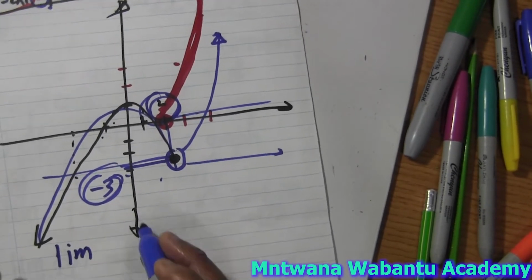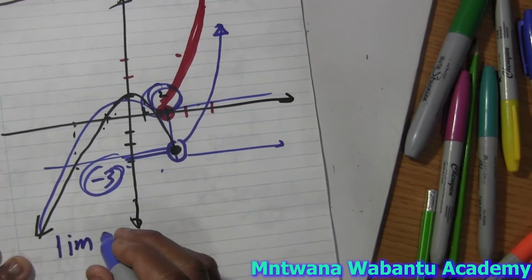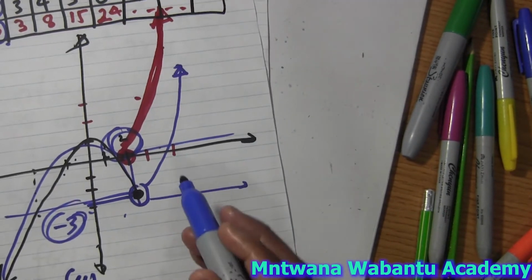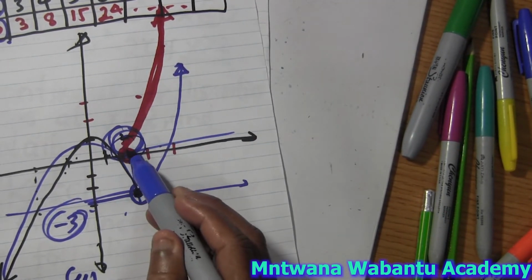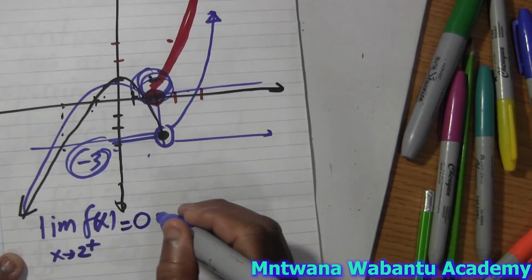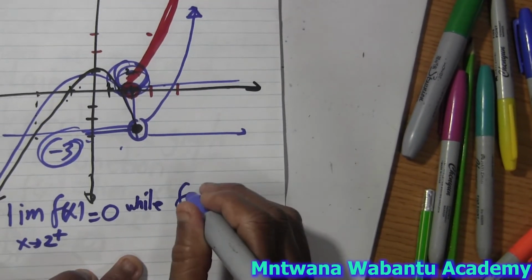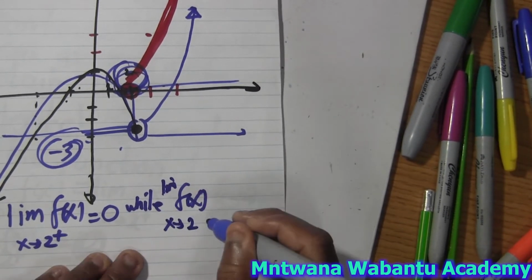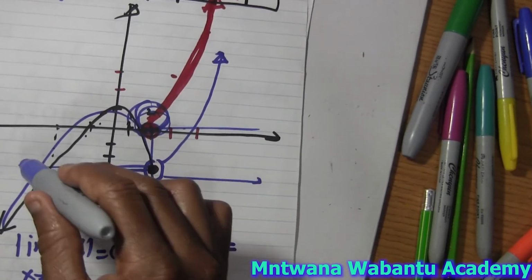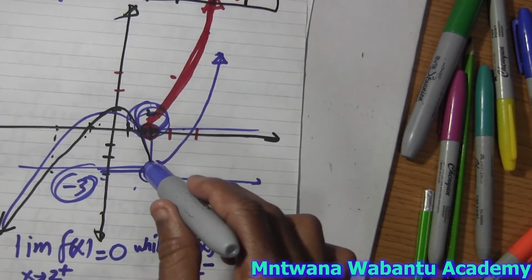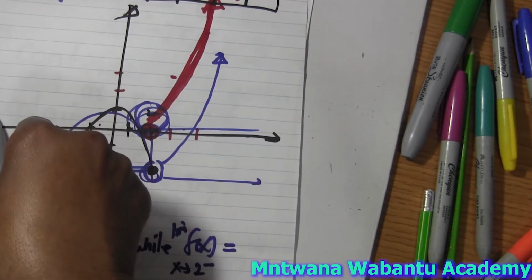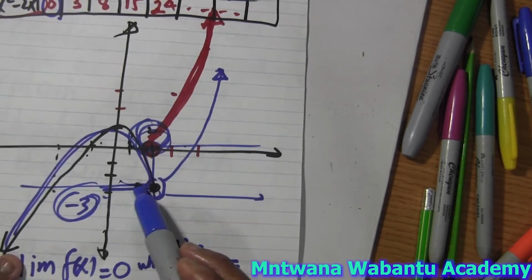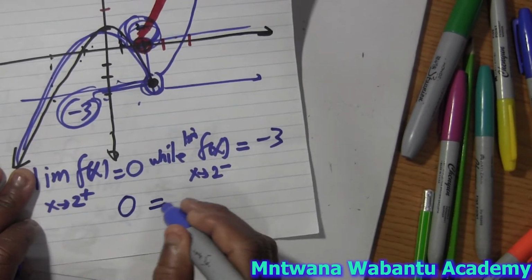So limit, you know what I'm saying? The limit of f of x when x approaches 2 from the right, look, approaching 2 from the right gives us y equal to 0. While the limit of f of x when x approaches 2 from the left, what do you get? Because look, you approach 2 from the left, you go and bump this graph, which is this one. And which value does it give us? It gives us -3. So 0 is not equal to -3.